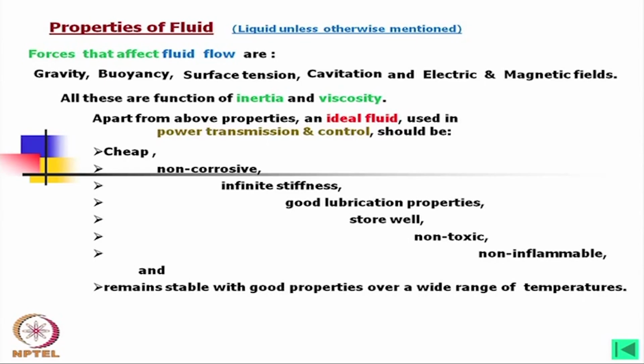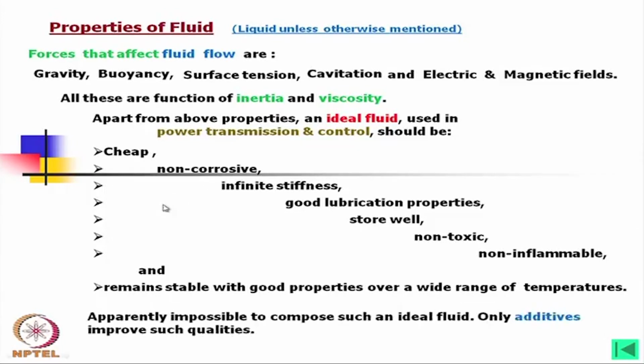This is another important factor. With the temperature, many properties of oil will change, and therefore there will be a change in performance, particularly where we need very accurate control, there it becomes a problem. Apparently it is impossible to compose such an ideal fluid. However, additives can improve such qualities.